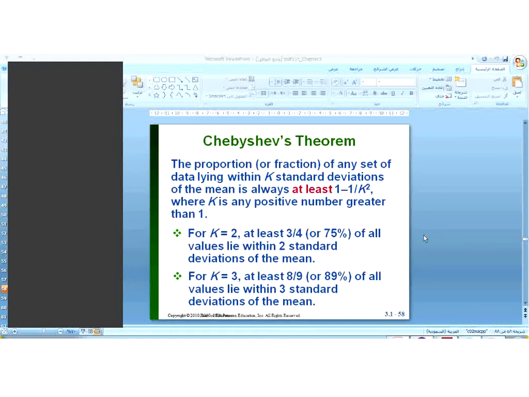Then calculate for me when k equals 4. What is the value that at least of all the values fall within 4 standard deviations of the mean? Calculate it please using the Chebyshev theorem.